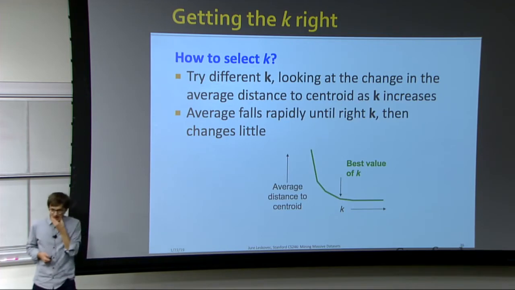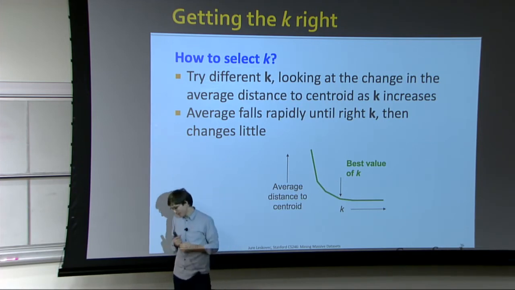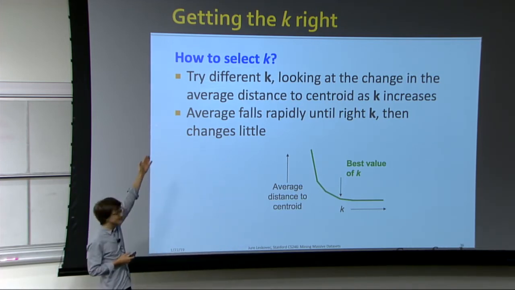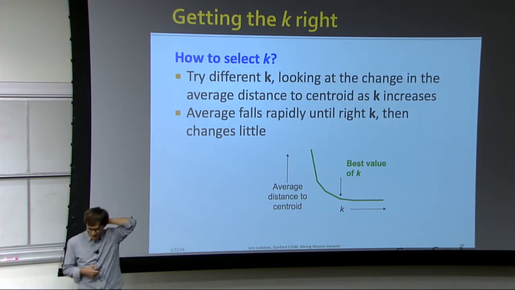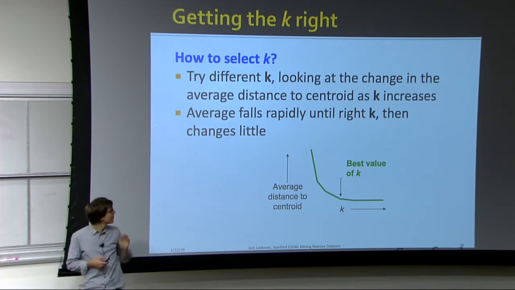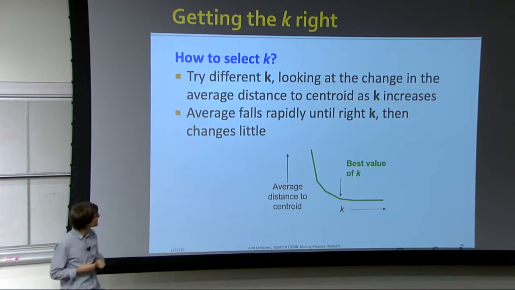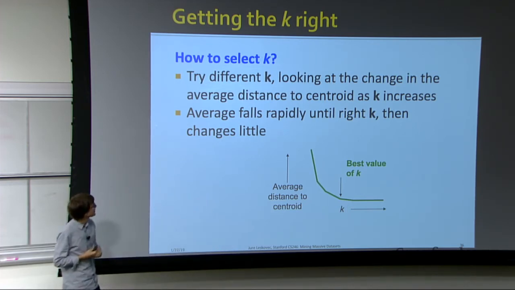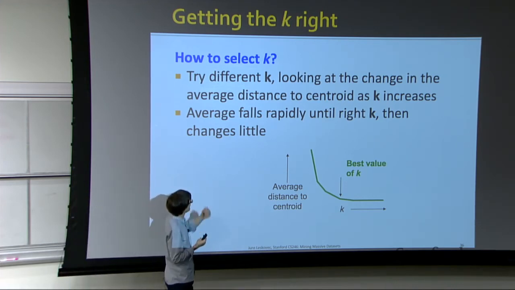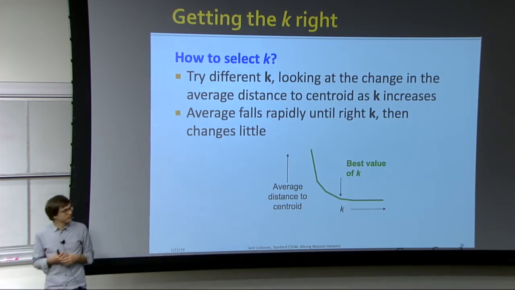Good. So maybe I tell you next: if you are reviewing a clustering paper and you want to tank it and reject it, you ask the following question. You say, but how do you select the number of clusters k, right? And usually people have no answer, because it really depends on the data and what you are looking at. One way to select the number of clusters is to try different values of k and look at the average change in the distance between centroids, right? The average falls rapidly until you get your number of clusters correctly, right?